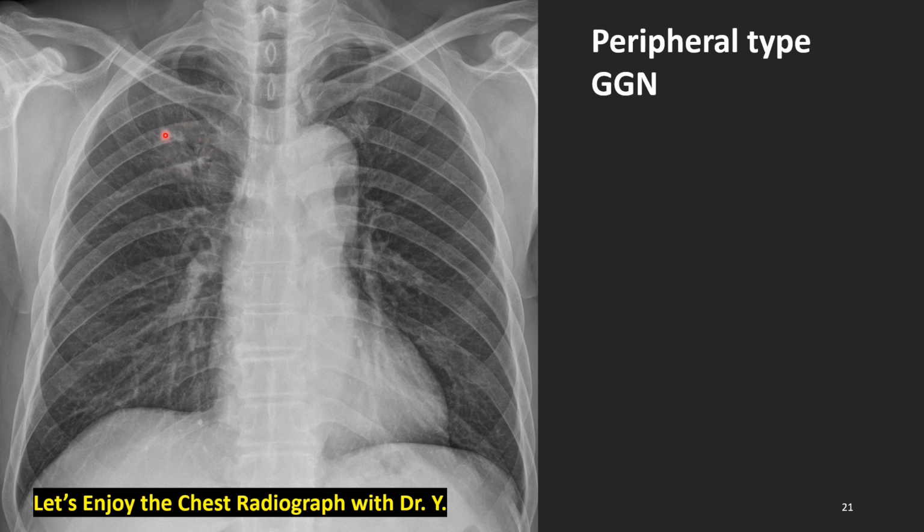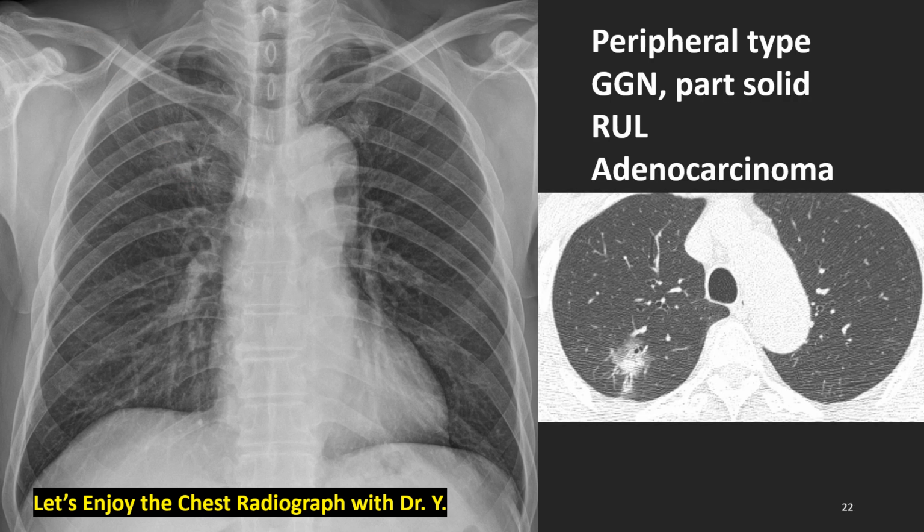Yes, that's correct. Although it's not a coin lesion or solitary pulmonary nodule, here is some increased opacity, unclear margin. Yes, that's the findings. We call it ground glass nodule or ground glass opacity. This is an axial thin section, high resolution CT scan.